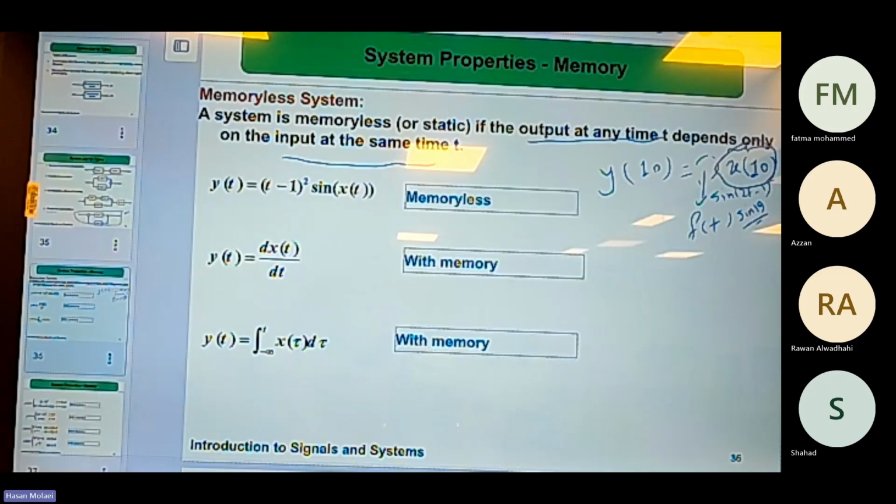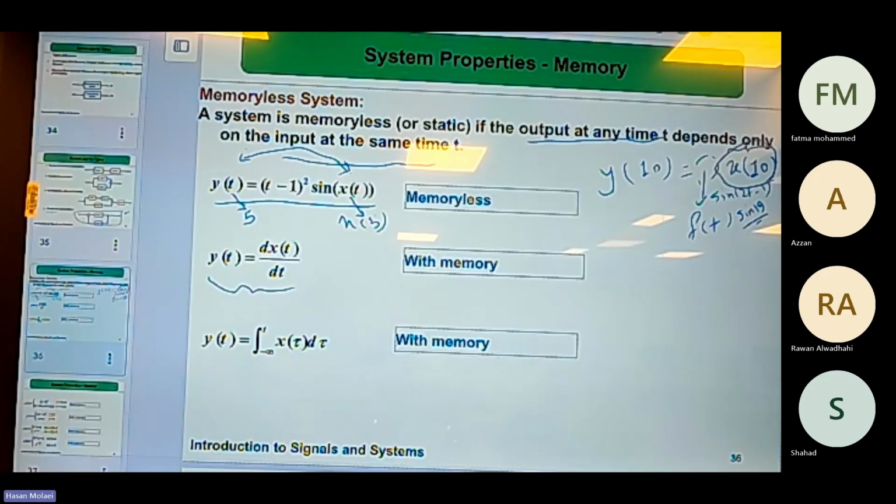Let's see this example. If I'm looking for y at 5 seconds, if I put t equal to 5, x would be x(5). They are exactly at the same time, so this is memoryless.